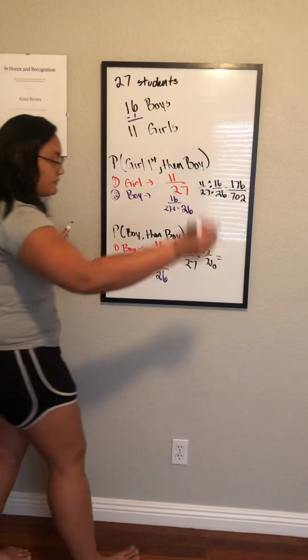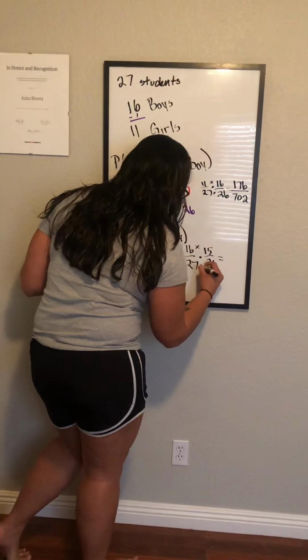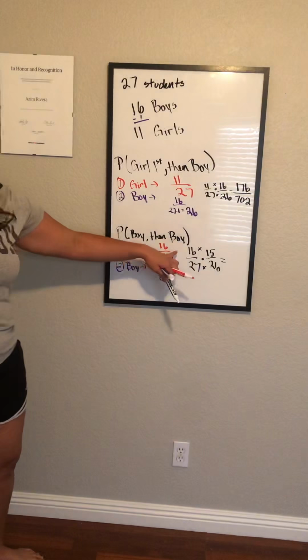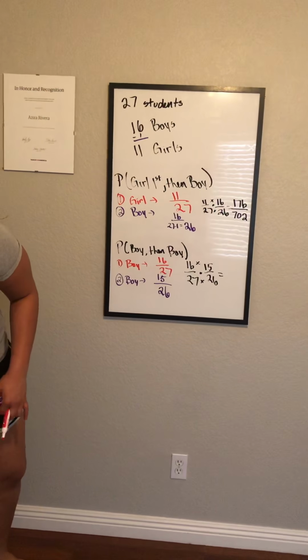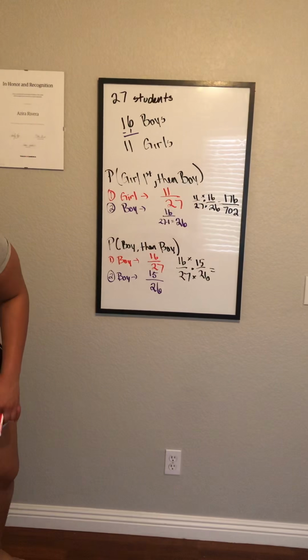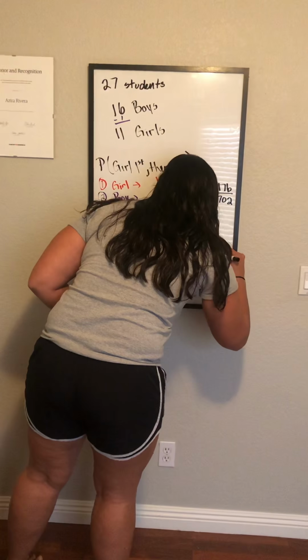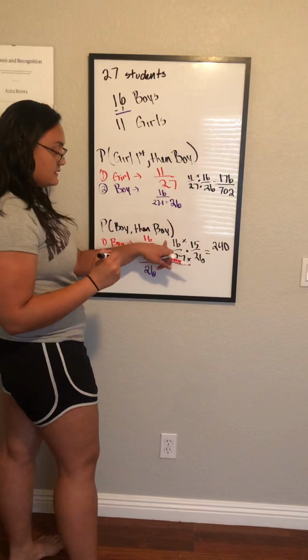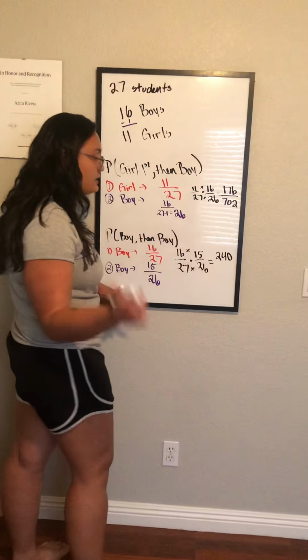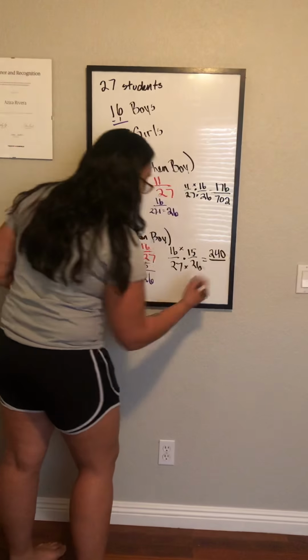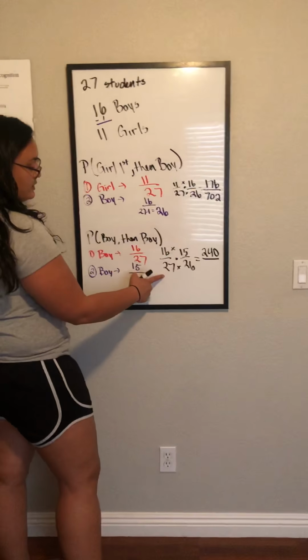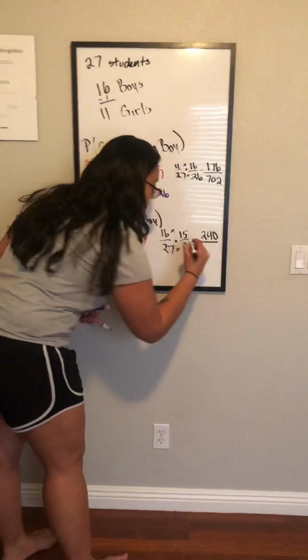All you do is multiply across. So multiply across, multiply across. 16 times 15 is 240. Again, all I did was do 16 times 15. Plug that right into your calculator, plug that right into your phone. Multiplying the ones on bottom, 27 times 26, the same thing as up there, is 702.